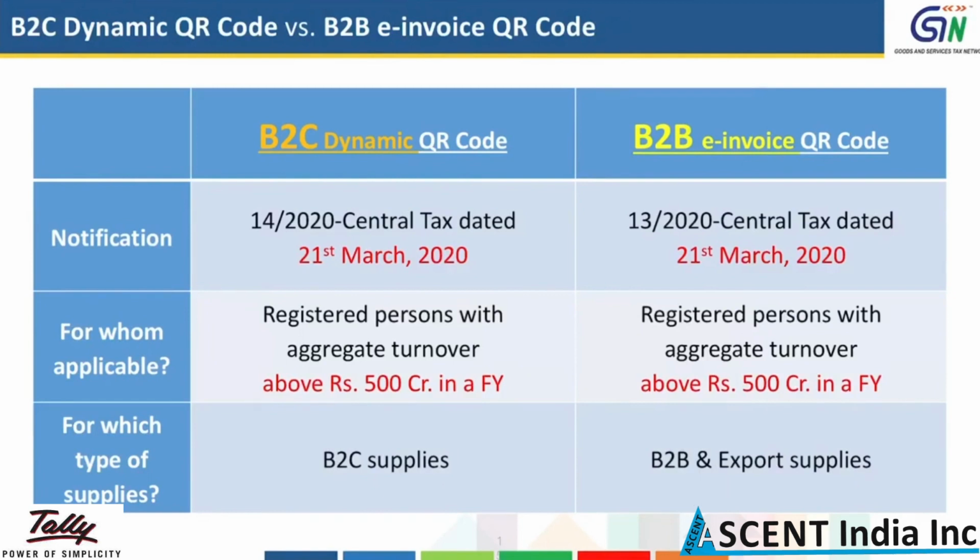For whom is it applicable? Of course, it is for the same set of registered persons with the aggregate turnover above rupees 500 crores in a financial year. You can see here, except for this notification issuance date and the turnover threshold, these two QR codes are completely different from each other. For which type of supplies the QR codes are applicable? The dynamic QR code is for B2C sales and the e-invoice QR code is for B2B and export supplies.